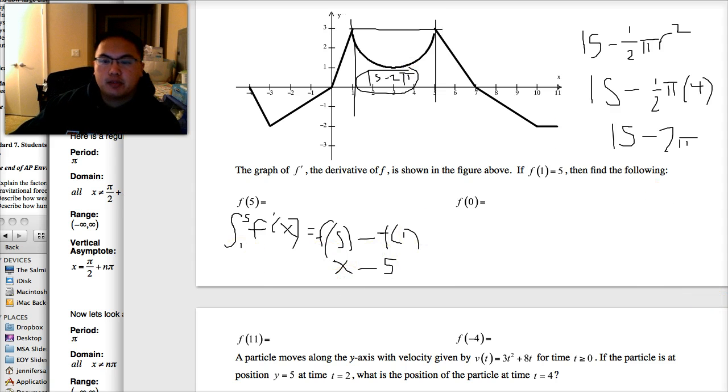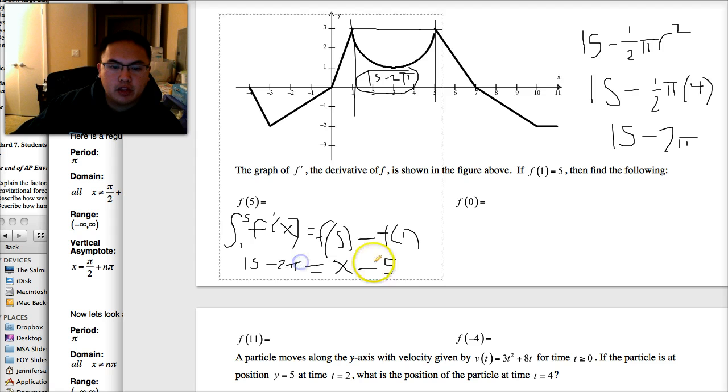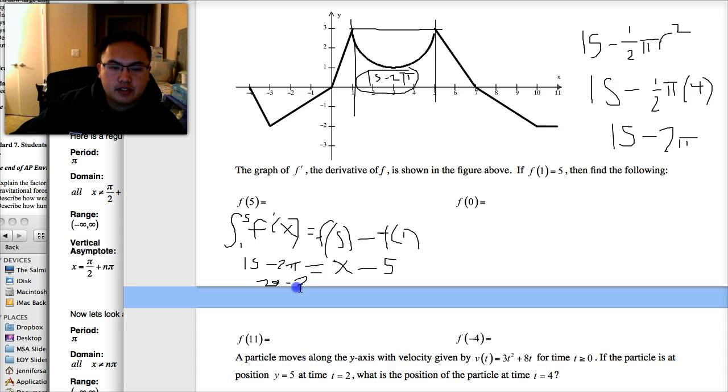Alright, so that means back to my formula, the integral from 1 to 5 of f prime of x, this whole thing equals 15 minus 2 pi. So now all I have to do is solve for x. Again, this is just algebra. All I have to do is add 5 to this side. So x is 20 minus 2 pi.